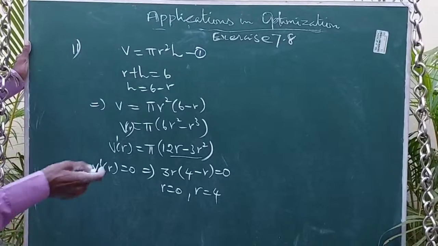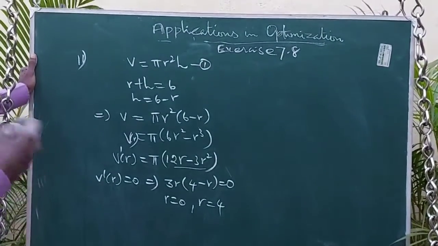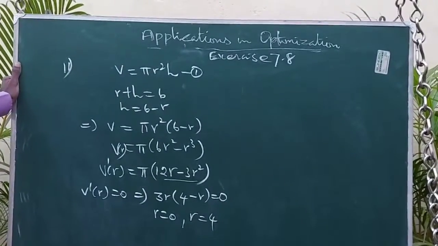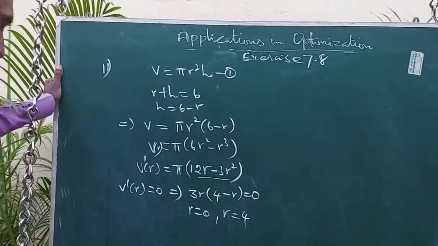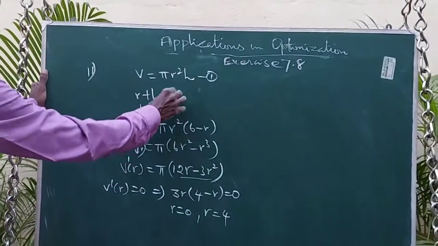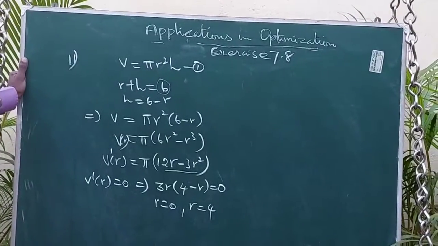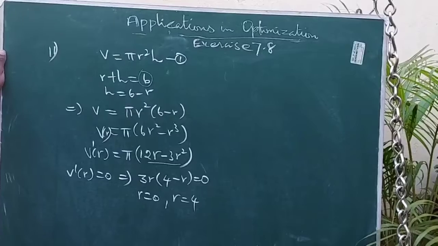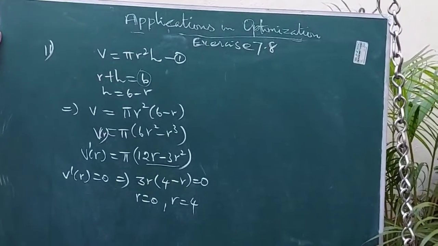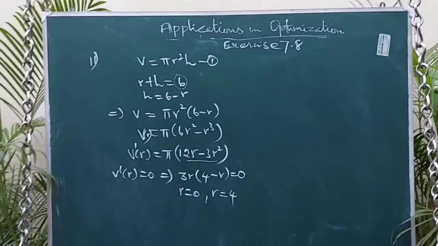Okay. So here they are asking what are the greatest and least values. So for this one, given that r plus h equal to 6, the upper limit is 6 and the lower limit is 0. So we have to find out all three values: V of 0, V of 4 and V of 6. Okay.